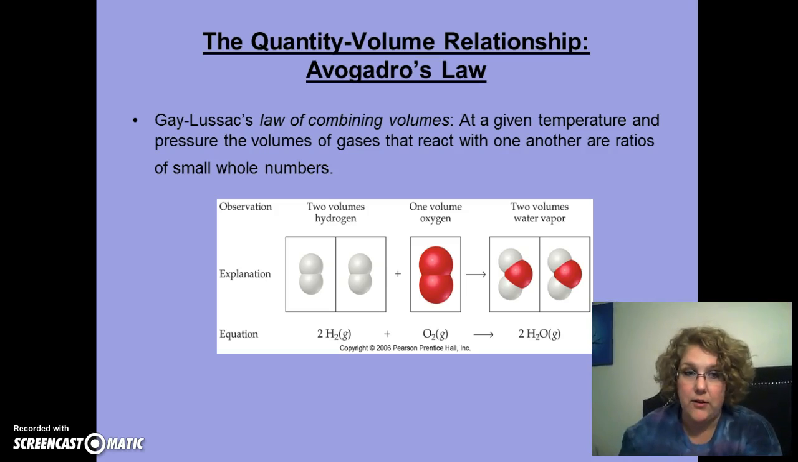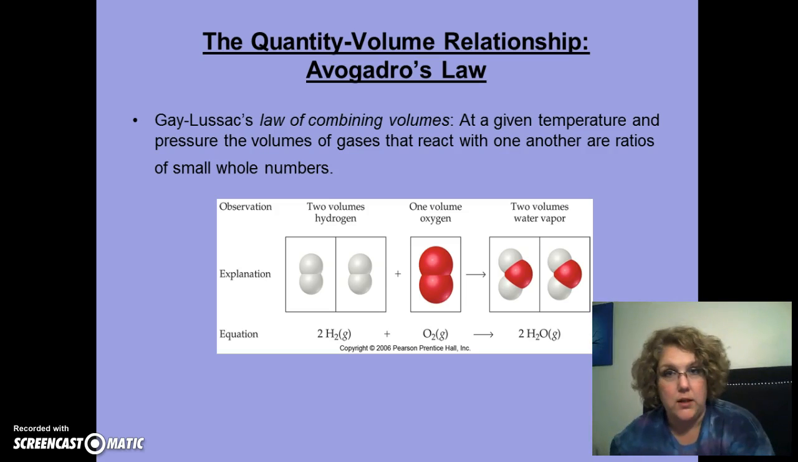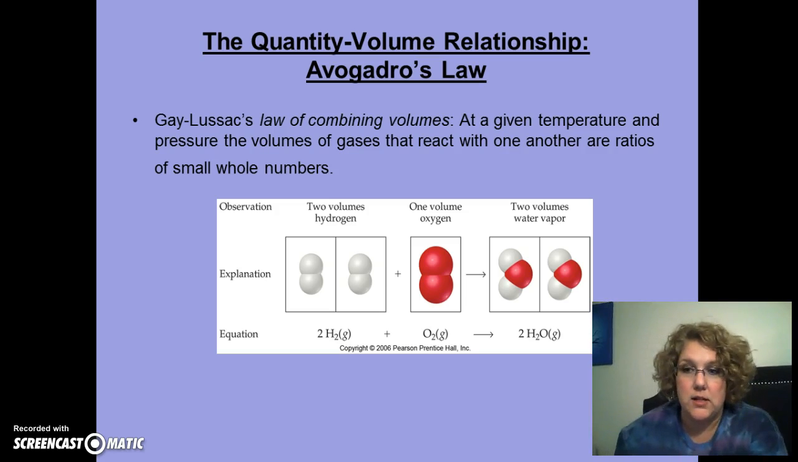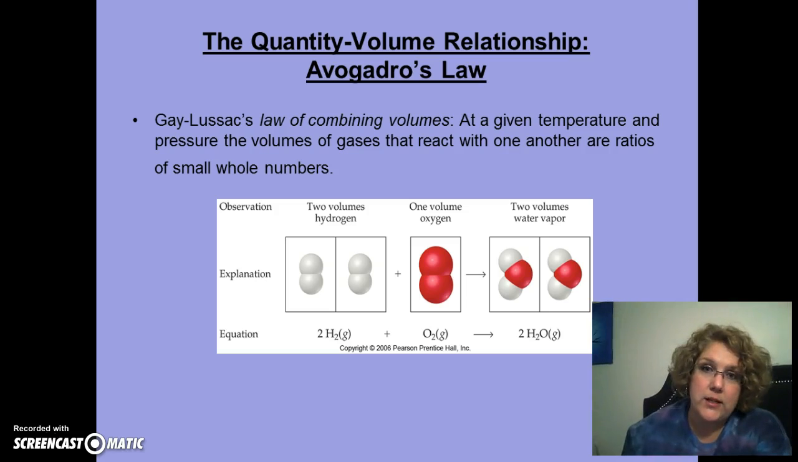All right, now for our next law, Avogadro's law. Avogadro's number is the number of particles in a mole. So this one's pretty easy to remember, that Avogadro's law has to do with the number of moles of gas. But first, before we get into that one, we'll talk about this other one briefly: Gay-Lussac's law of combining volumes. Two scientists there discovered that at a given temperature and pressure, the volumes of gases that react with one another are ratios of small whole numbers.